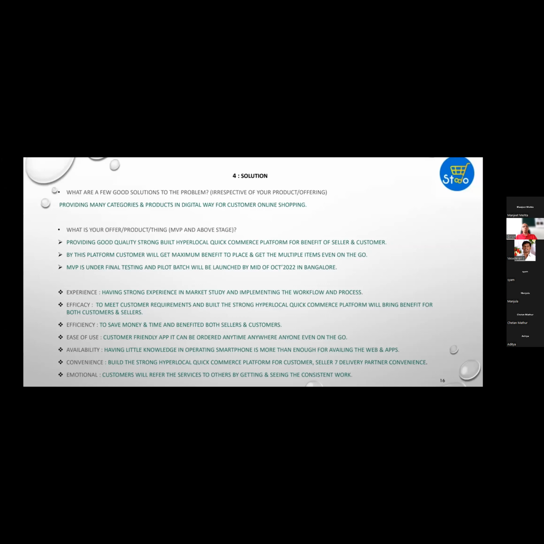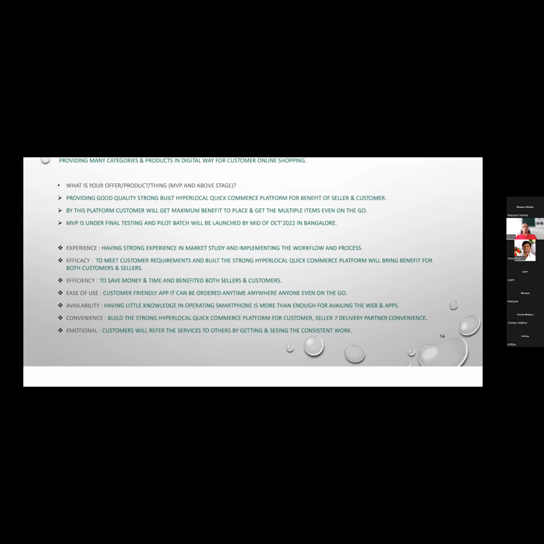What is your offer or product, MVP, anything, stage? We provide a good quality, strongly built hyperlocal quick commerce platform for the benefit of sellers and customers. By this platform, customers get maximum benefit to place and get multiple items even on the go, anytime, anywhere. For MVP, the minimum viable product is under final testing, and we plan to launch a pilot batch by mid October, in Bangalore.